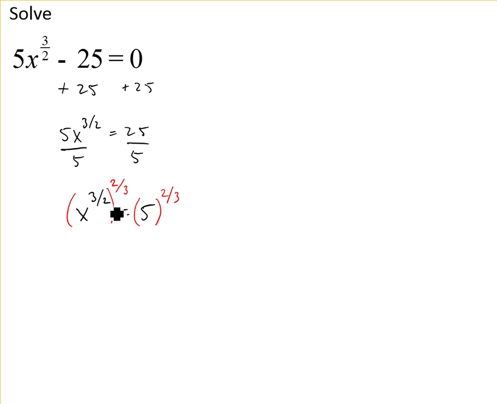So on the left here, again I'm going to multiply exponents, and the 3 over 2 times 2/3 would just be 1. So I just have x. On the right I have 5 to the 2/3 power.